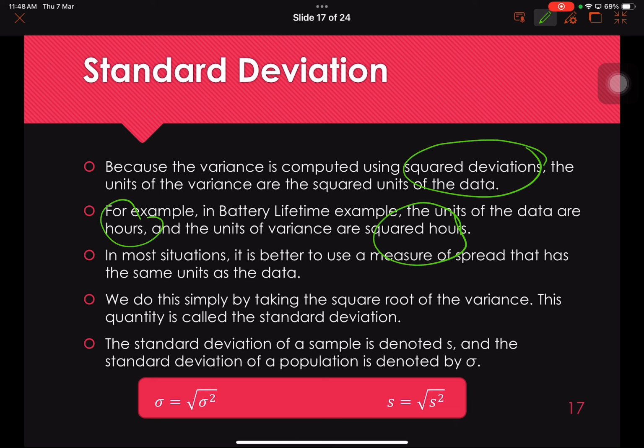Okay. And in most situations, it is better to use a spread that has the same unit as the data. So what does it mean here? The same units as the data. If you're talking about battery, hours, you want to compare with hours. We don't want to compare hours with hours square, and we don't want to compare messages with messages square. That's why we need the same unit of measurement. So we have to go back to standard deviation.